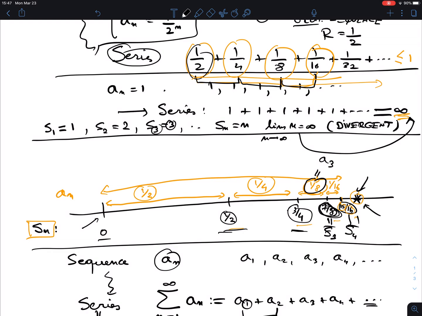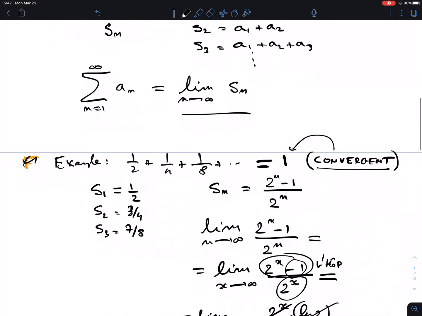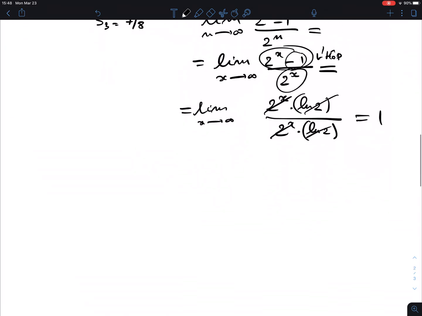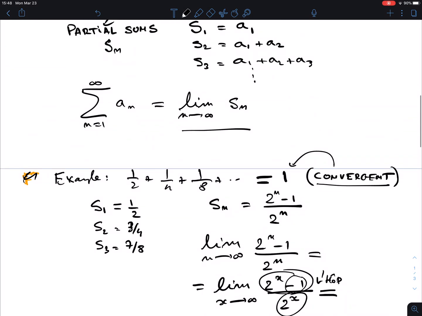Okay? I want to give you one to show you that you have to be a bit careful with this notion, and it's very important that this is the correct definition.